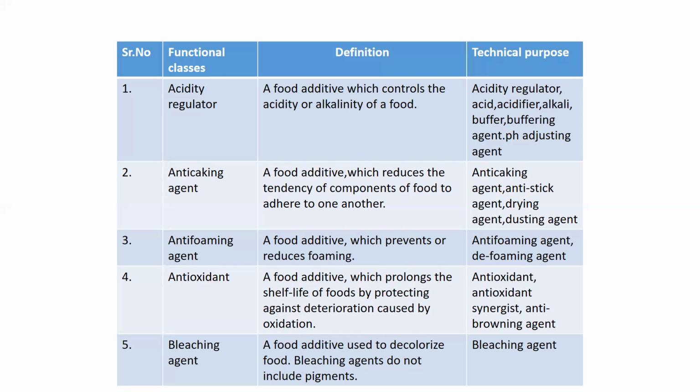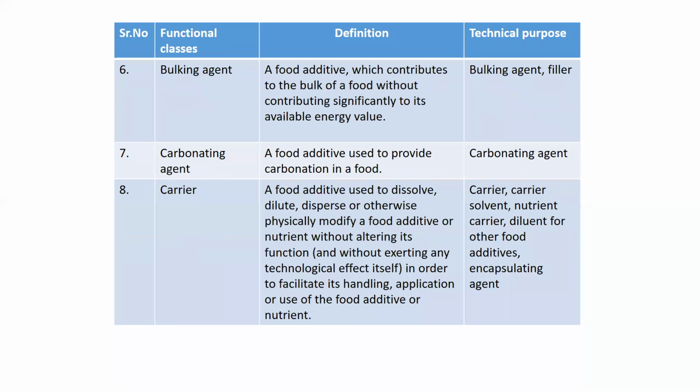Next one is bleaching agent, a food additive which is used to decolorize food. And these bleaching agents do not include pigments. Okay, so they are used as a bleaching agent. Next is bulking agent. Bulking agent is a food additive which contributes to the bulk of food. It does not contribute to its available energy value, but it contributes to the bulk of a food. Therefore, it acts as a filler or as a bulking agent.